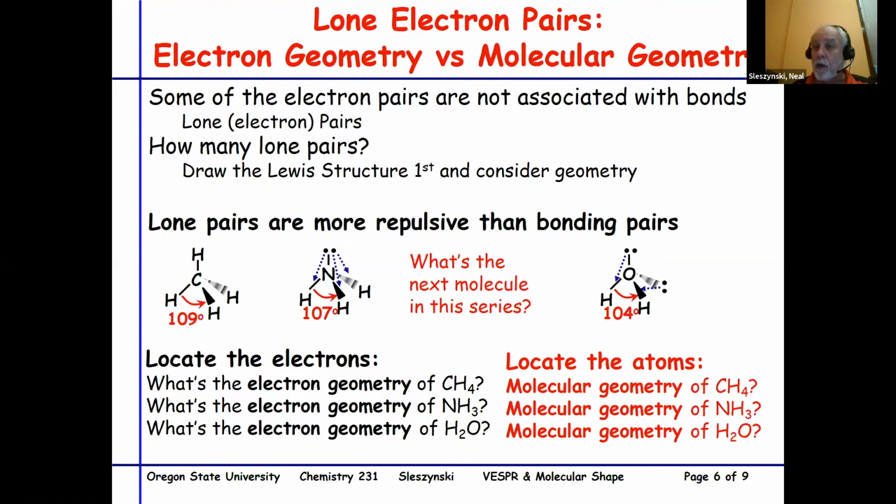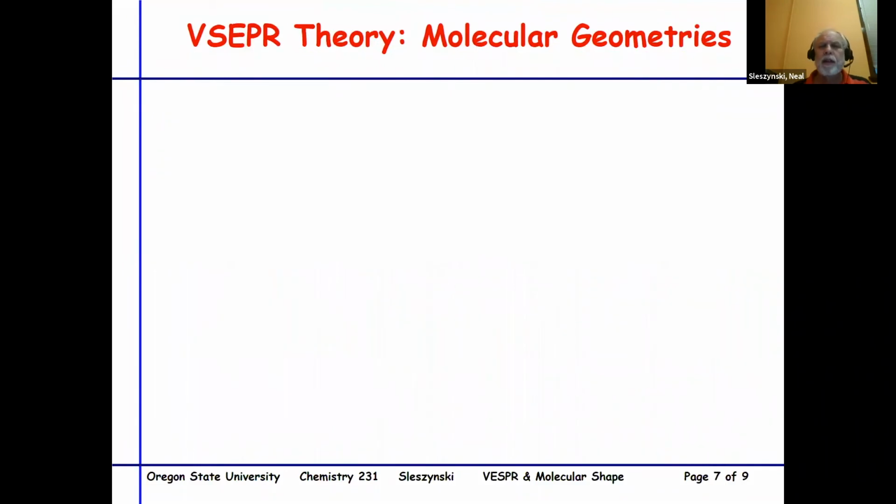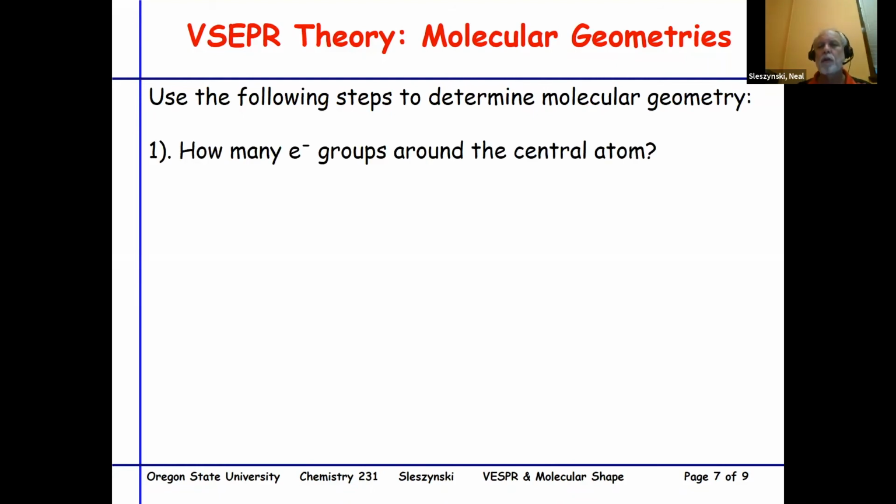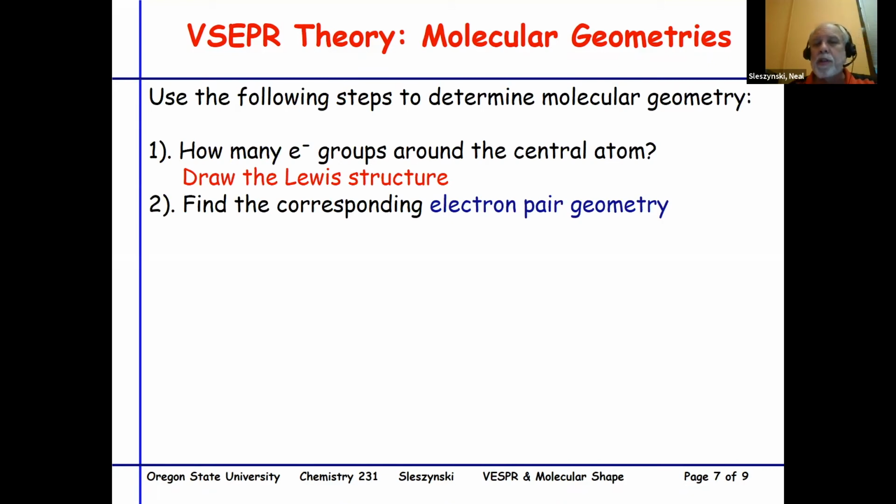If we have non-bonding electron pairs, we need to figure out how many, because they will affect the molecular geometry of the resulting molecule. All right, so let's review the steps that we're going to go through to determine molecular geometries according to VSEPR theory. We're going to ask ourselves, how many electron groups are around the central atom? We'll arrive at the answer to that by drawing our Lewis structure. We're going to then find the corresponding electron pair geometry. 2 is linear, 3 is trigonal planar, 4 is tetrahedral, and on and on. That will be our electron pair geometry.